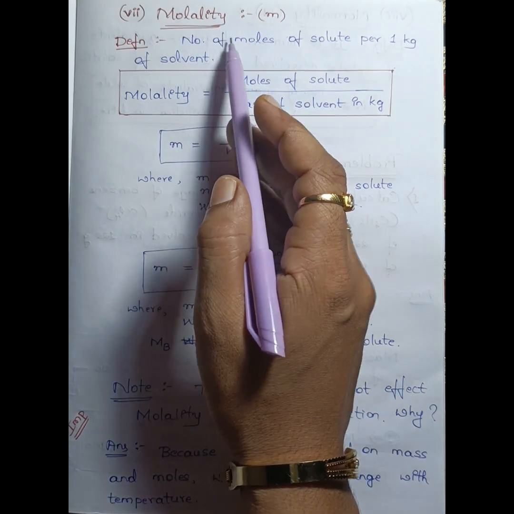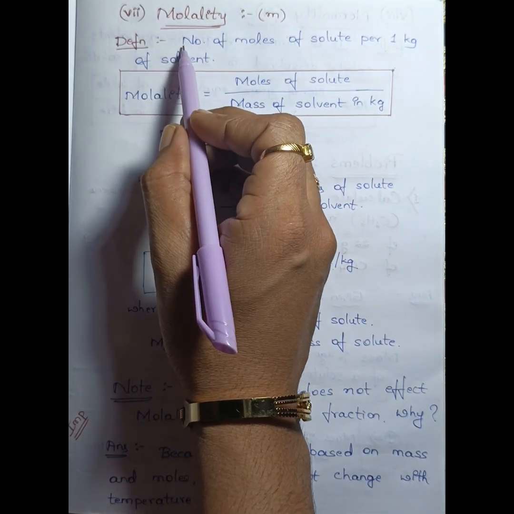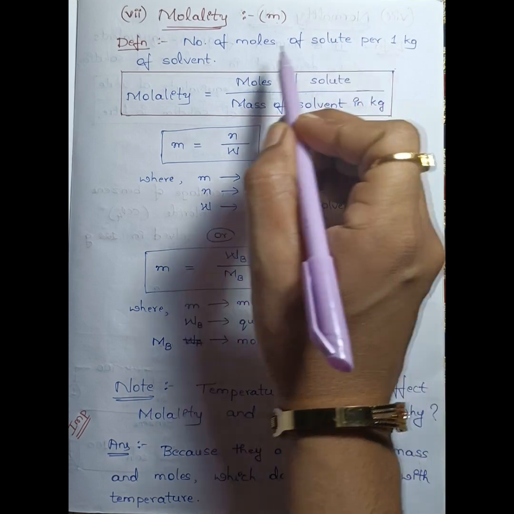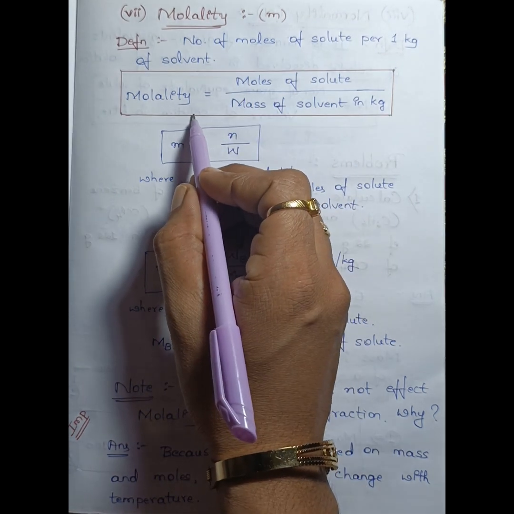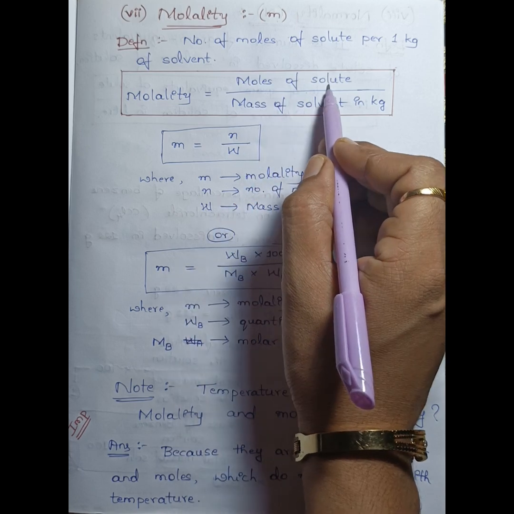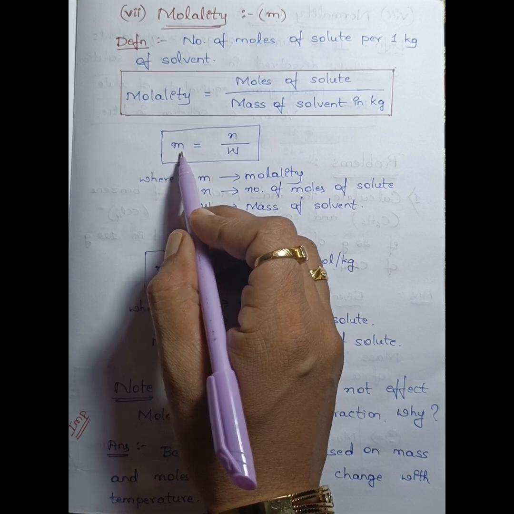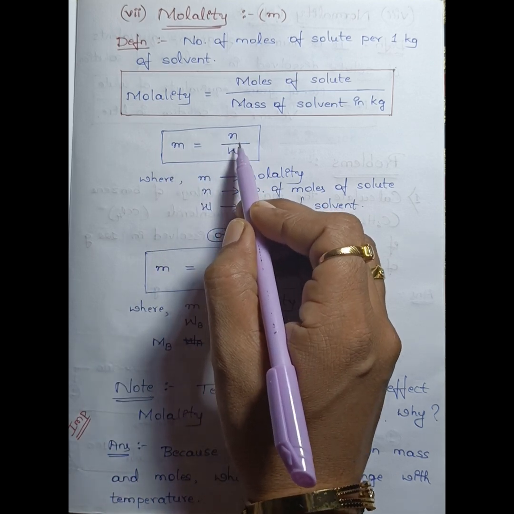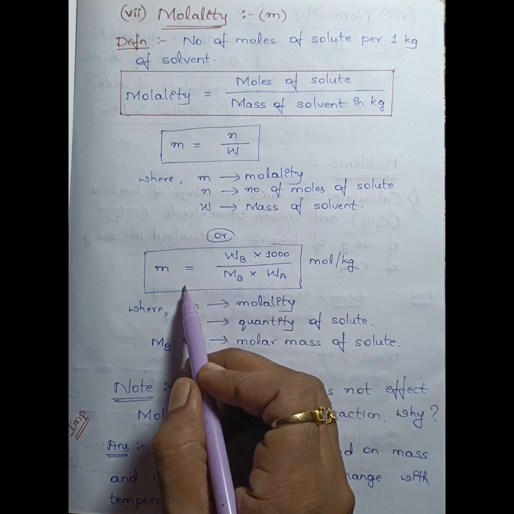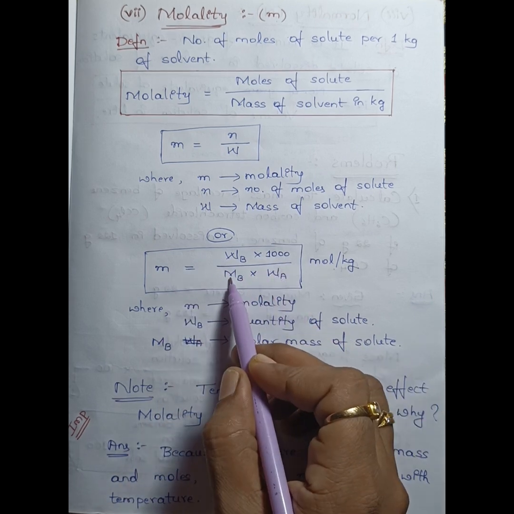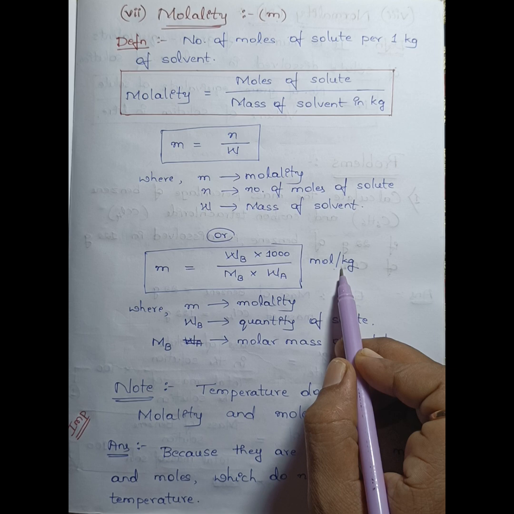Next one is molality, which is denoted by small letter m. It is defined as the ratio of number of moles of solute per 1 kg of solvent, that is, the number of moles of solute present in 1 kg of solvent. So the formula for molality is moles of solute by mass of solvent in kg. It is written as molality, denoted by small m, is equal to moles of solute, that is N, by mass of solvent, that is W. Or this formula can also be written as m is equal to Wb into 1000 by Mb into Wa. And the unit for molality is mole per kg.